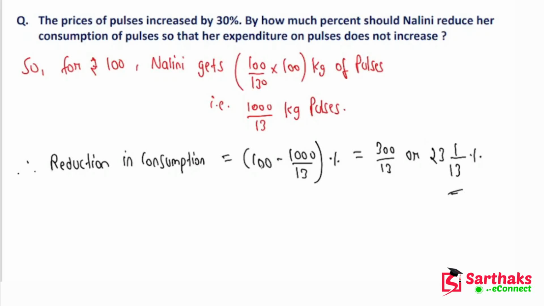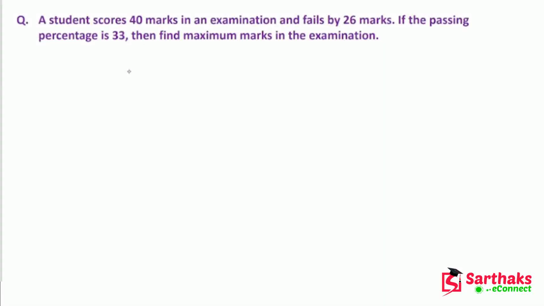So previously she used to have 100 kg. Now she will have this kg. But all of this calculation has been done per 100, so you will directly get the percentage. Right. Let us move on to the next question, which says a student scores.